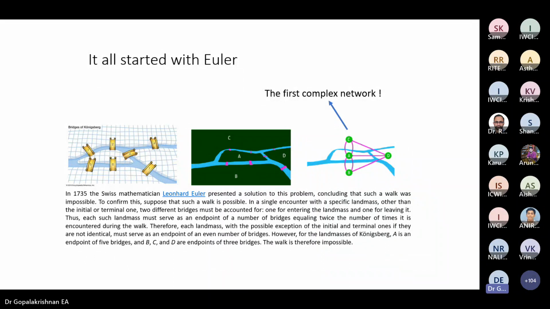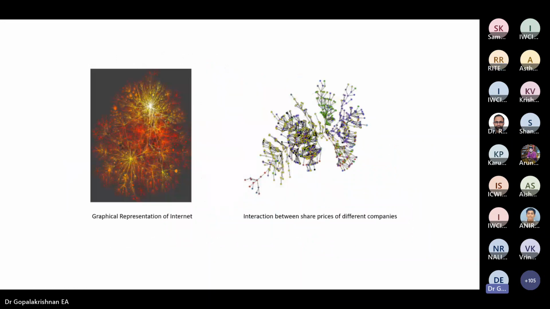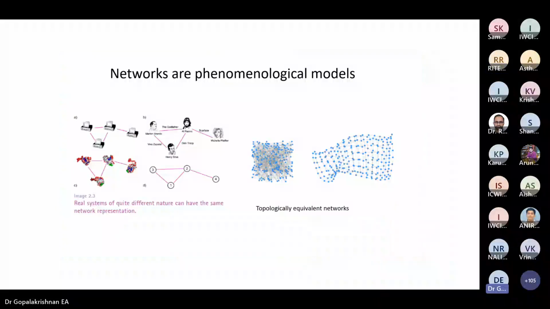So these networks are basically about converting your existing problem into a graph. This was the first complex network in history. Basically you convert your problem into nodes, or vertices, and you build connections. So you can make networks of data, like protein interaction data. You can create a network of share prices, a graphical network of the internet, or a mobility network, anything that you can create.